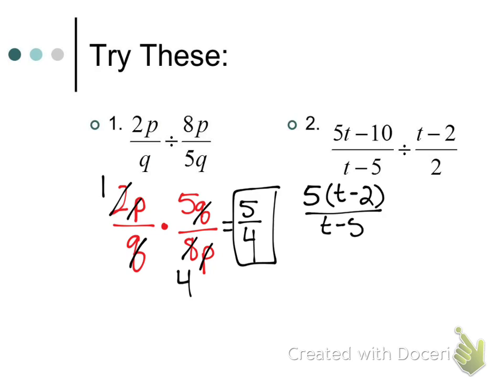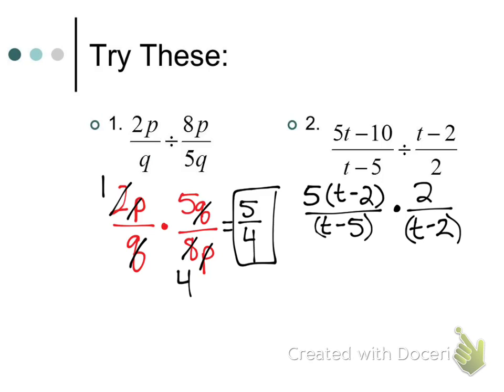Our first fraction, other than factoring it, is staying the same. We could put our parentheses around that binomial in the denominator. Our division sign is changing to multiplication, and our second fraction is flipped, 2 over t minus 2. Again, anytime you see a binomial, you can put it in parentheses to remind yourself that it's stuck together.